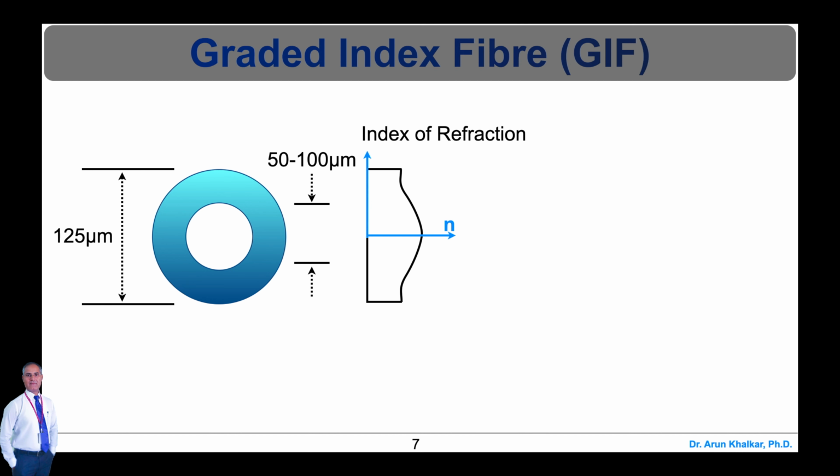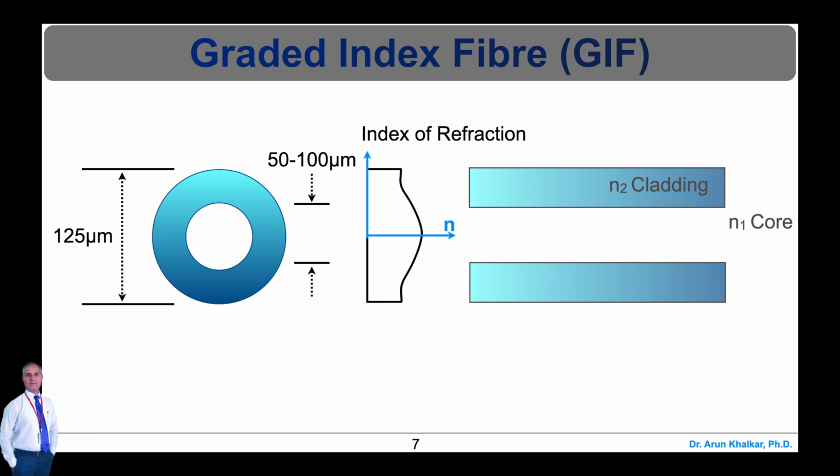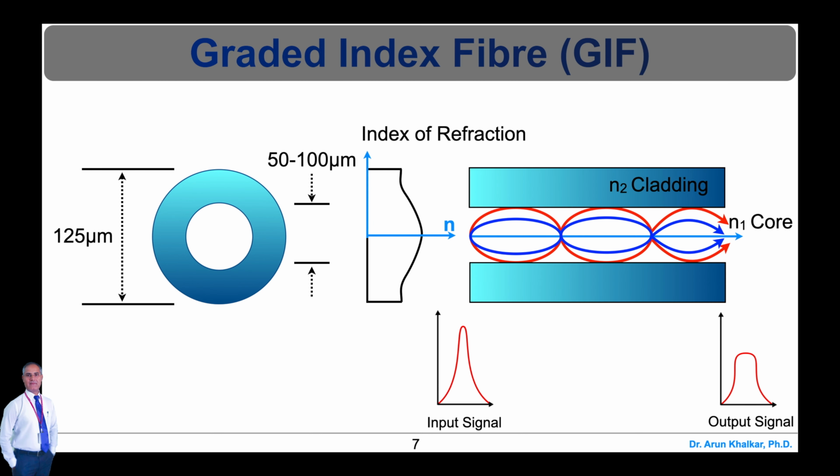This is the index of refraction. The ray is continuously bent and travels a periodic path along the axis as shown in this diagram. The rays entering at different angles follow different paths with the same period both in space and time. This results in periodic self-focusing of the rays as shown in the figure. Therefore, the pulse dispersion is less as compared to the step index fiber. So here input and output signals are shown.